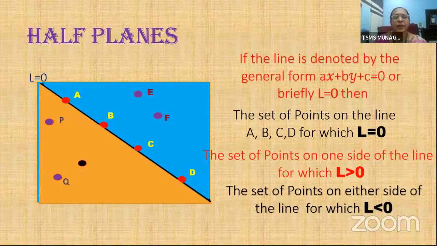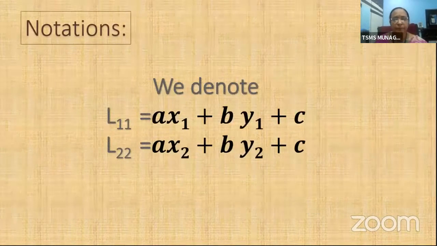Now, if you take the point on the other side, then the value of L will be negative. So here you have to remember that if L is equal to 0 on substitution of the point, then the point lies on the line. If L is greater than 0, it lies on one side of the plane. If L is less than 0, it lies on the other side of the plane.